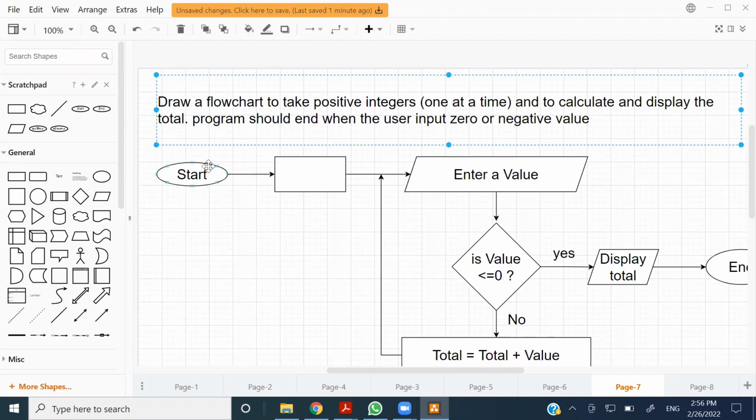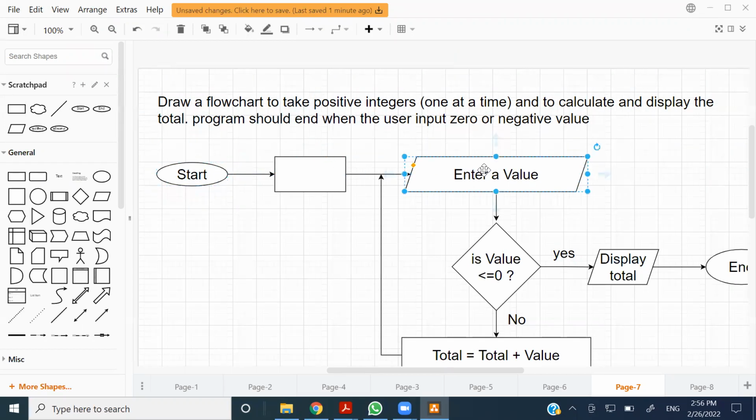So you start, you enter a value, and you check whether that value is less than or equal to 0. If it is no, then what are we going to do? I think I received a particular answer. Let me see. Yes. Okay. Udamya, you came very near to the answer. Only one particular place went wrong.